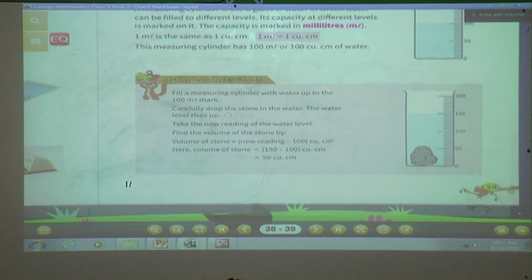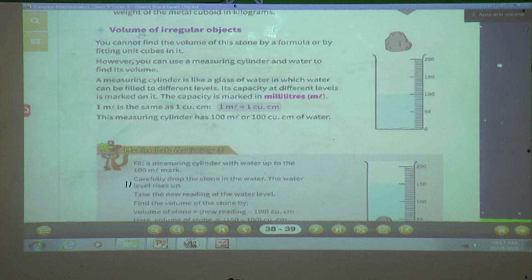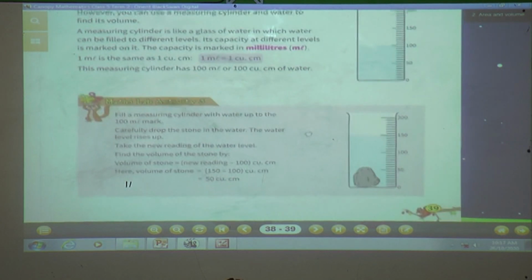Page number 39. See here, volume of an irregular object. Students, here is a formula for how to find the volume of an irregular object.